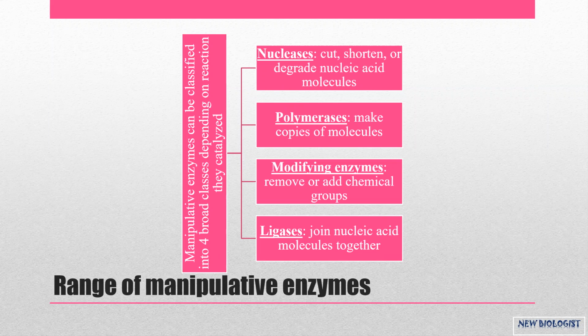What are they? When we are looking at the enzymes, we can classify them broadly into four classes: nucleases, polymerases, modifying enzymes, and lastly ligases. What are each of their roles? Nucleases cut, shorten, or degrade nucleic acid molecules. So we are going to look at DNases, then restriction enzymes. Next, polymerases make copies of molecules, modifying enzymes remove or add chemical groups, and last, a ligase joins two different molecules together.